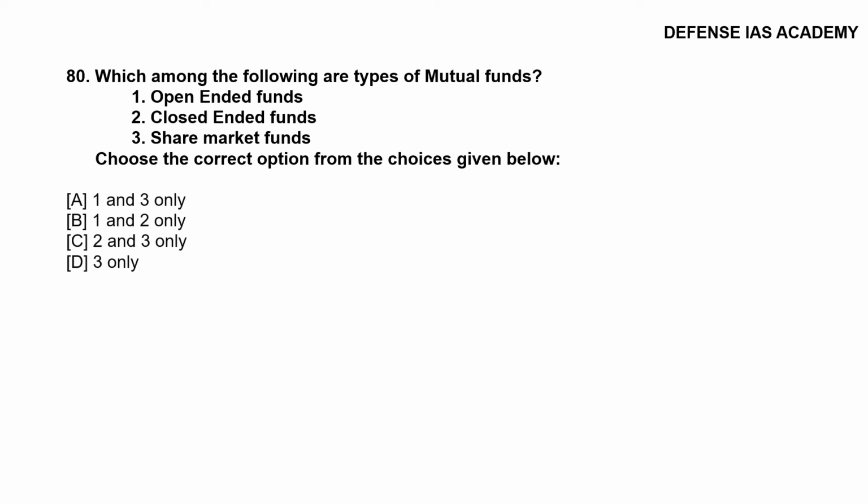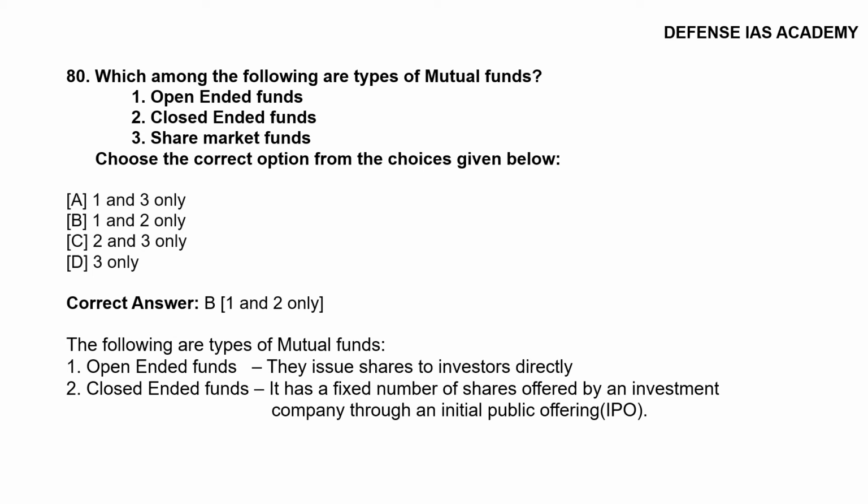Question number 80. Which among the following are types of mutual funds? 1. Open-ended funds. 2. Closed-ended funds. 3. Share market funds. Choose the correct option from the choices given below. Now, the correct answer is option B, 1 and 2 only. Means open-ended funds and closed-ended funds are the only types of mutual funds. Now, what is open-ended funds? Open-ended funds issue shares to the investors directly, and closed-ended funds have a fixed number of shares offered by an investment company through an initial public offering.